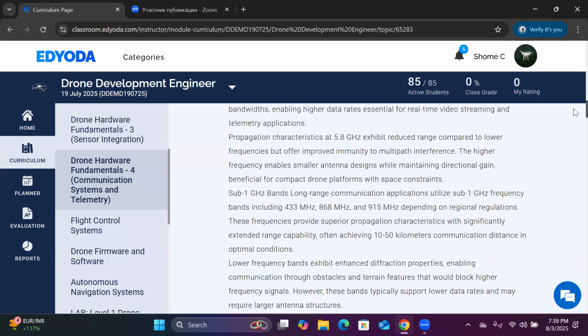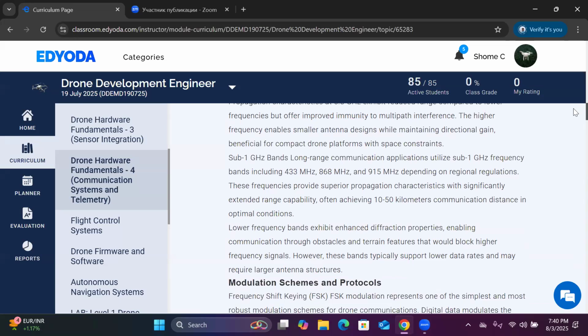These frequencies provide superior propagation characteristics with significantly extended range capability, often achieving 10 to 50 kilometers communication distance in optimal conditions. Lower frequency bands exhibit enhanced diffraction properties, enabling communication through obstacles and terrain features that would block higher frequency signals. However, these bands typically support lower data rates and may require larger antenna structures.